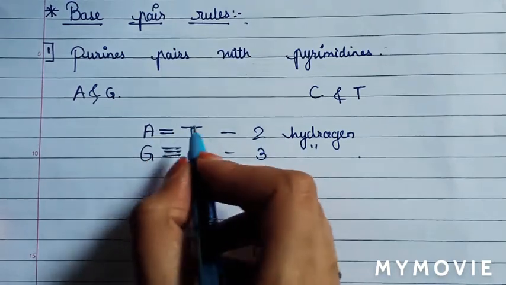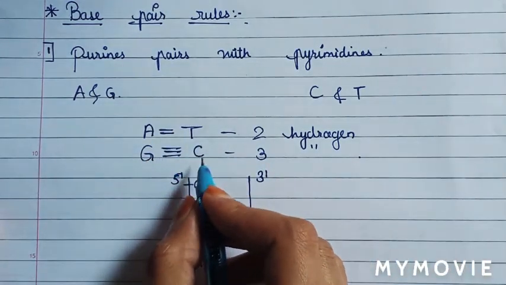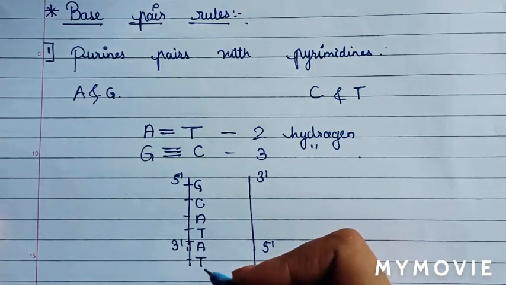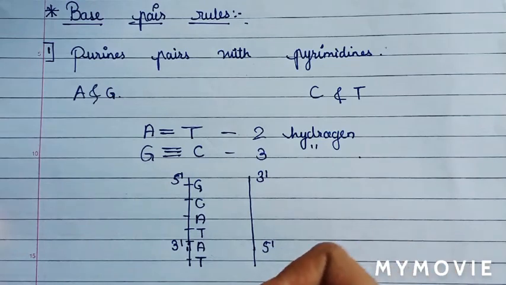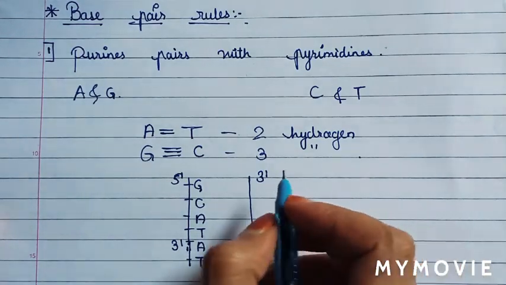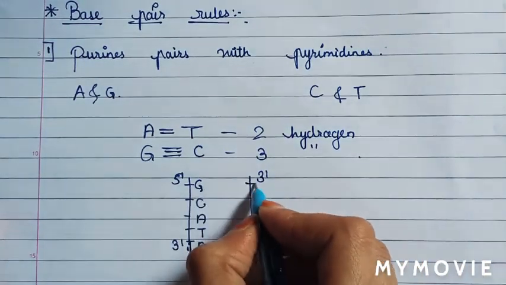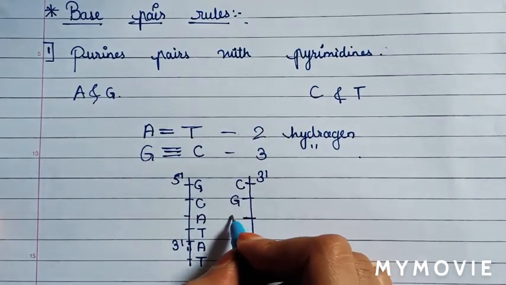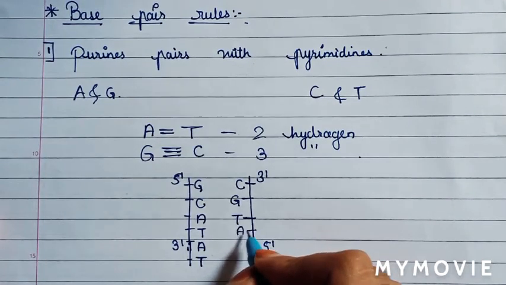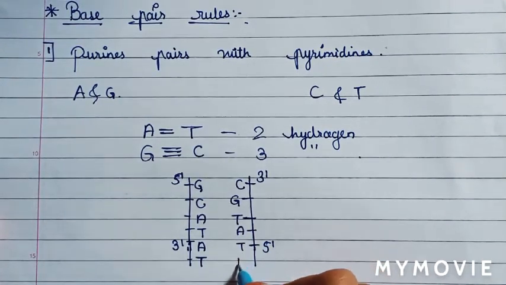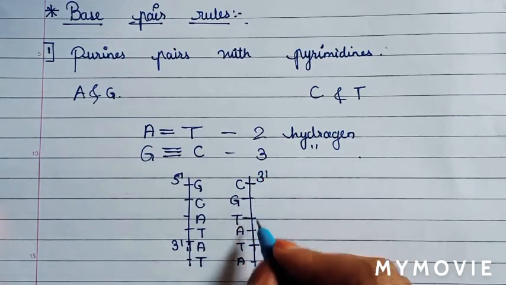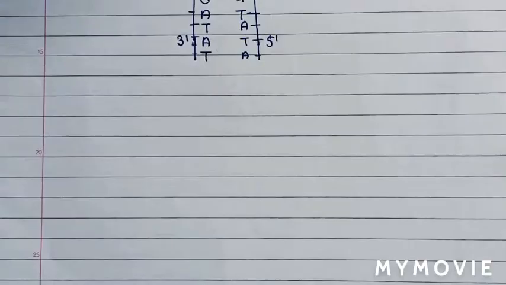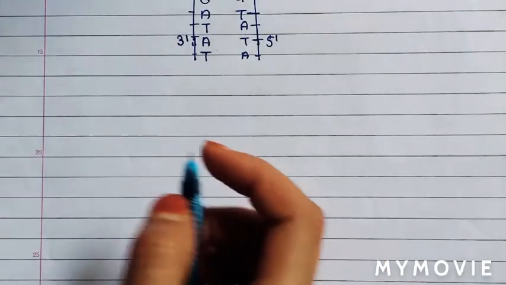We know that adenine pairs with thymine and guanine pairs with cytosine. So if we know the sequence of one strand of DNA, we can identify the other strand, or make the other strand sequence, so that C pairs with G, G pairs with C, A pairs with T, T pairs with A, A pairs with T, T pairs with A. So this is the complementary sequence of the DNA strand. So these were the base pair rules of DNA.